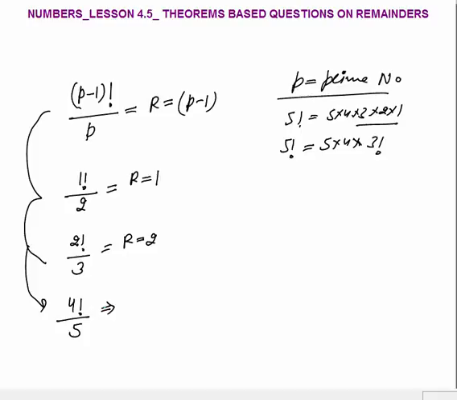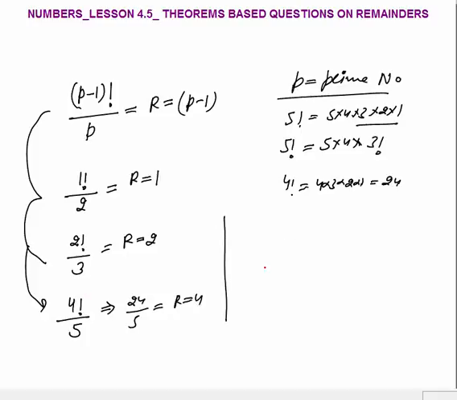If P is 5, P minus 1 would be 4. 4 factorial by 5. You can see that 4 factorial would be how much? 4 into 3 into 2 into 1. That is 24. You should divide 24 by 5. 24 by 5, the remainder is 4. So it means that 4 factorial by 5, the remainder is 4.